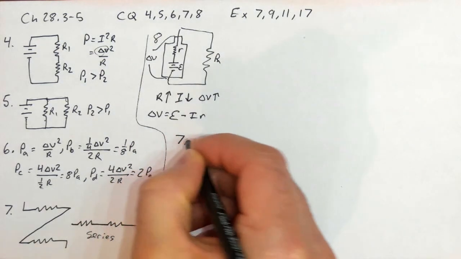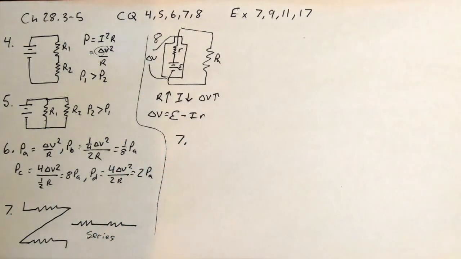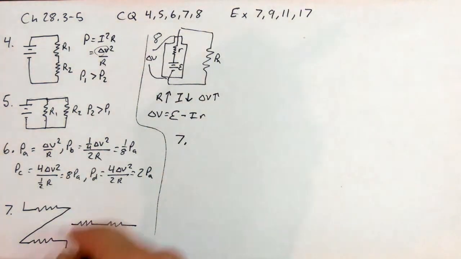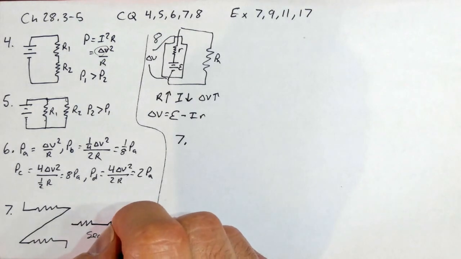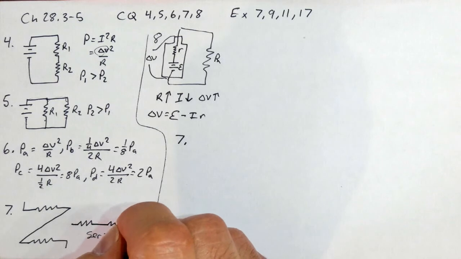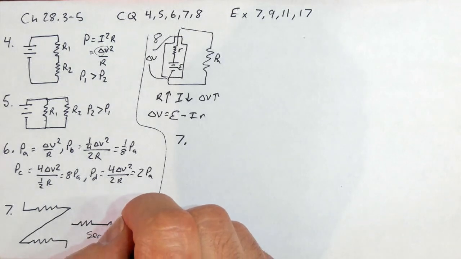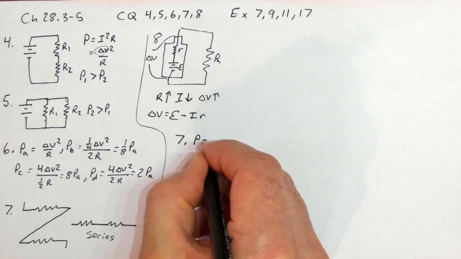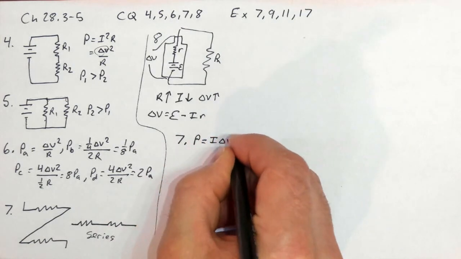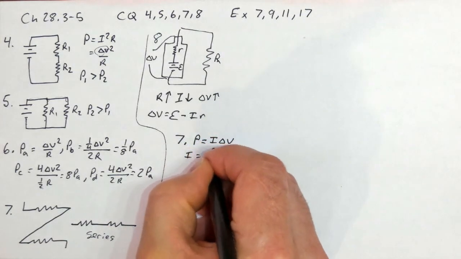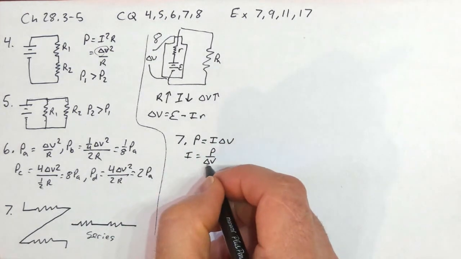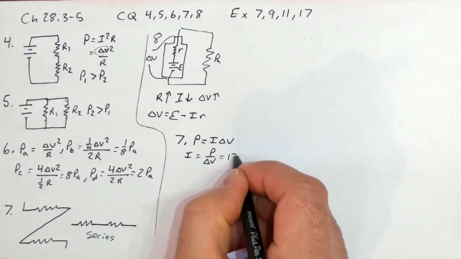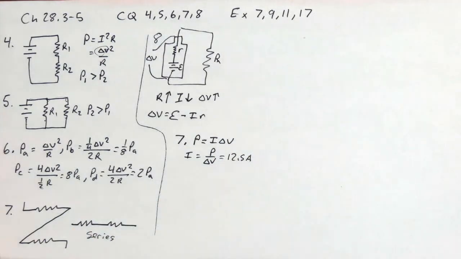Number 7. We have a hair dryer that's rated at 1500 watts, and that's assuming it's plugged into a household circuit, which is 120 volts. When it is plugged into a household circuit, how much current does it draw? Okay, so P is equal to I delta V, which means I is equal to P divided by delta V. If we plug in our numbers of 1500 watts for a 120 volt circuit, that gives you 12.5 amps. Now that's actually quite a bit of amps.